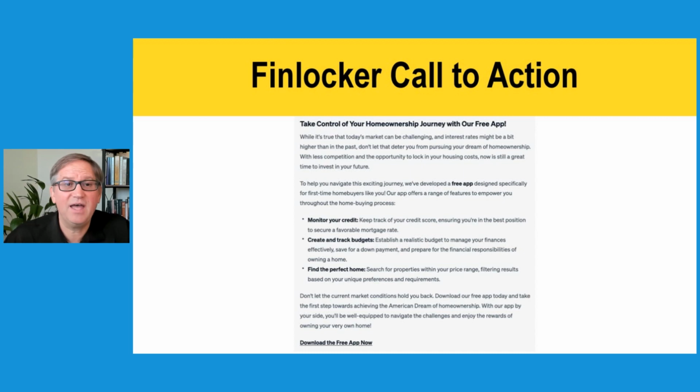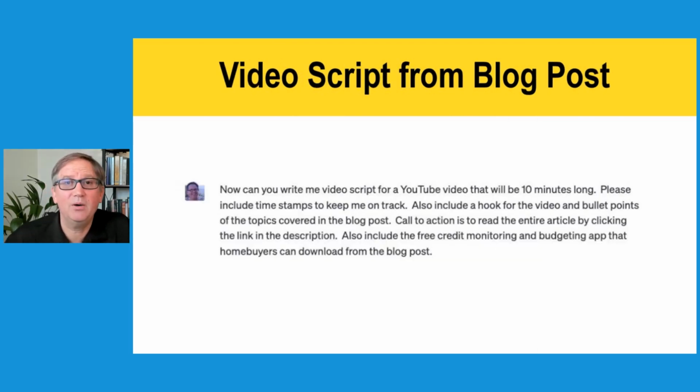So this is my call to action, and this is kind of small, but again, the link to the slides is down below, and you can get a closer look at this. It says: take control of your home ownership with our free app. And then it basically says you can monitor your credit, create and track budgets, and find the perfect home. Download the app for free. So that's going to be my call to action that I'm going to throw on the bottom of my blog post. Now I have a complete blog post.